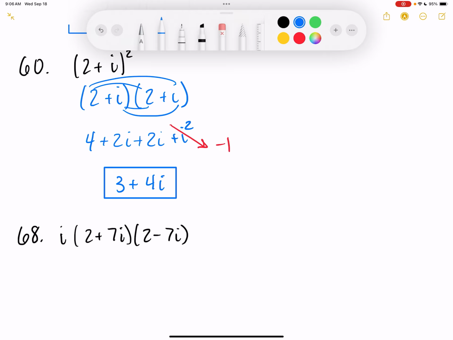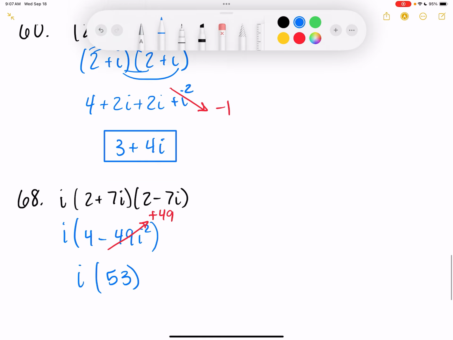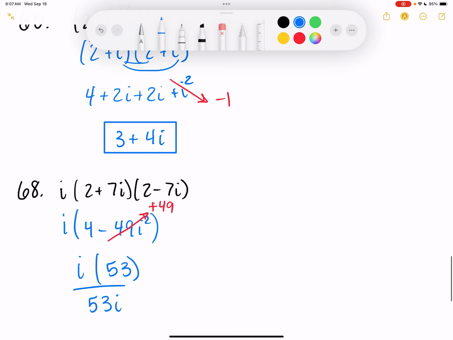So it's going to be i times (4 minus 49i squared). But we know that i squared is -1, so this is going to become plus 49 in here. So I'm going to end up with i times (4 plus 49), which is 53. So we're going to get 53i in standard form. To be in standard form, we just have to have the i at the end. There doesn't have to be a number out front for it to officially be in standard form.